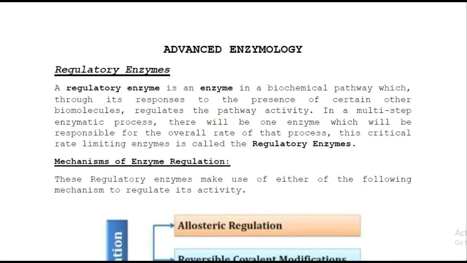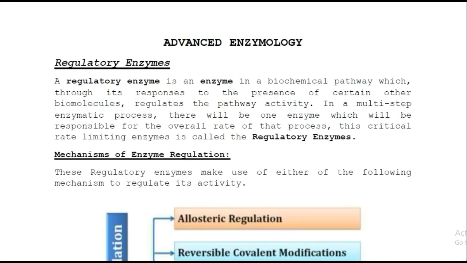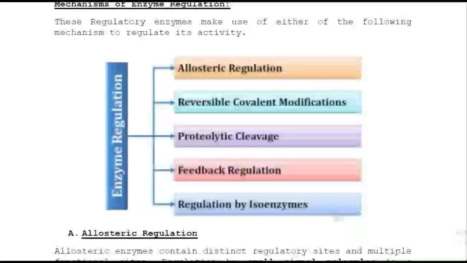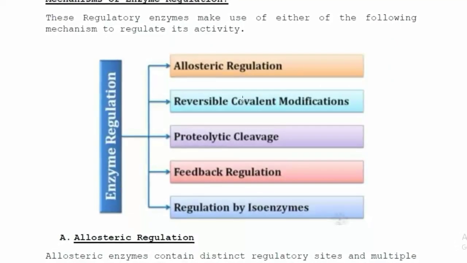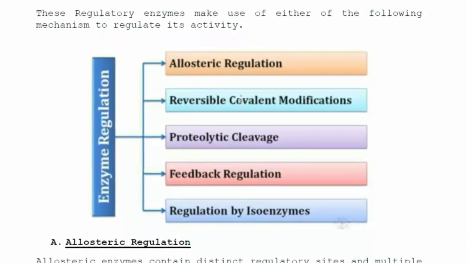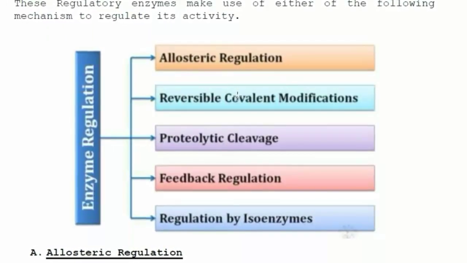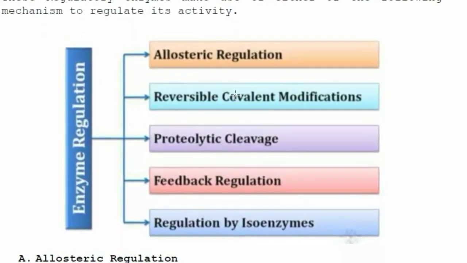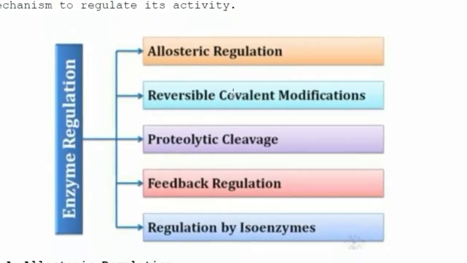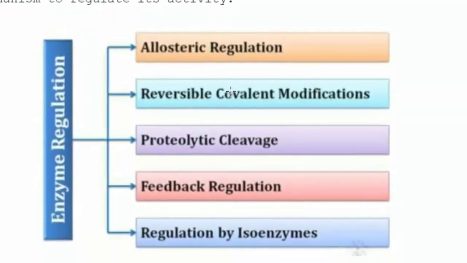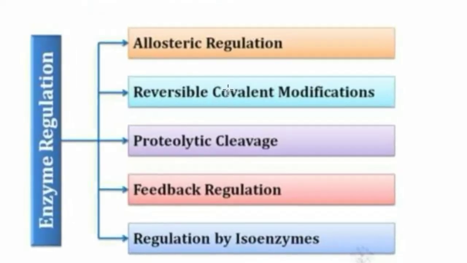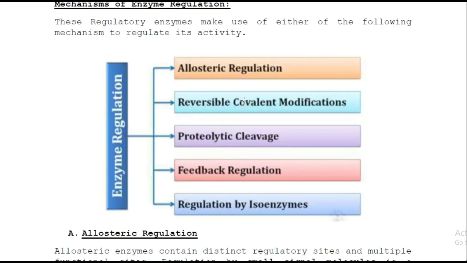It is very important for you to note that there are different types of mechanisms for regulating enzymes. We have allosteric regulation, reversible covalent modification, proteolytic cleavage, feedback regulation, and regulation by isoenzymes. These are the five mechanisms by which different pathways regulate themselves. In some metabolic pathways you can find a combination. It can be two, it can be three of the combination of mechanisms of regulating the enzyme.